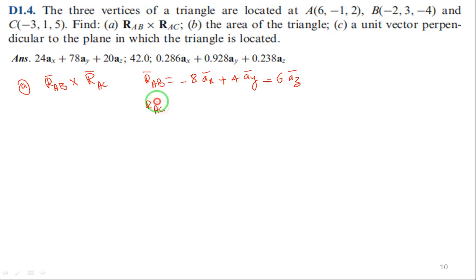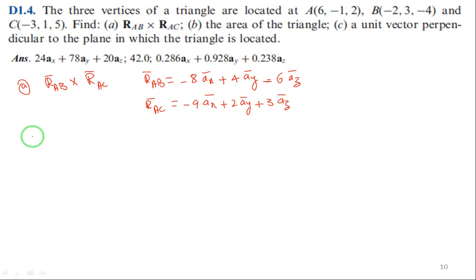Similarly find RAC. A to C means subtract the coordinates of A from C. So I have the coordinates of C here and the coordinates of A. So minus 3 minus 6 is minus 9 ax, then 1 minus of minus 1, that is plus 2 ay, then 5 minus 2, that is 3 az.